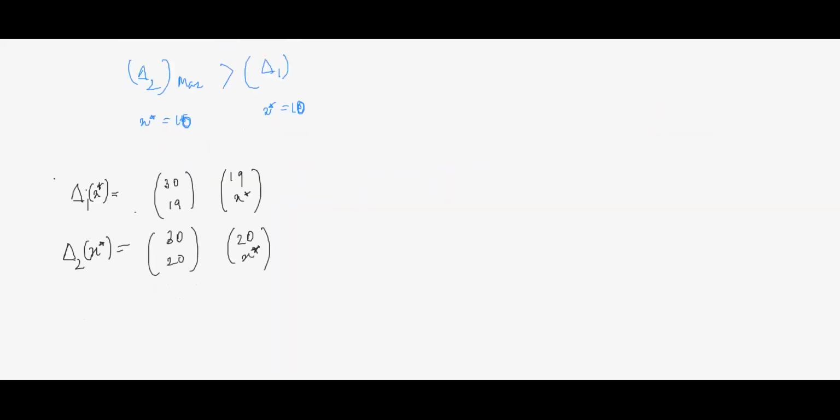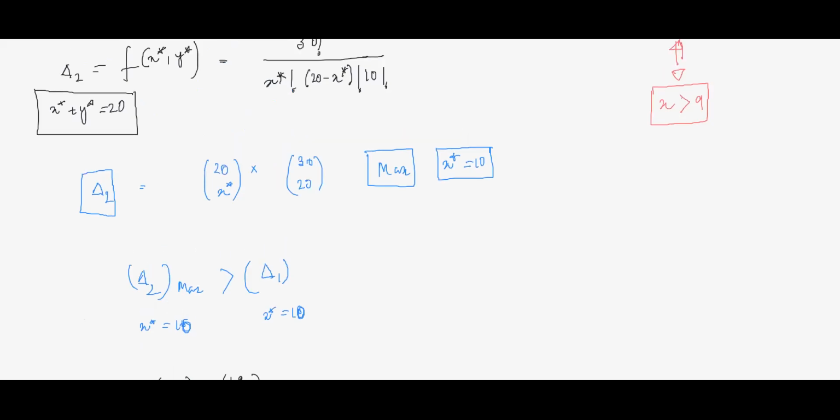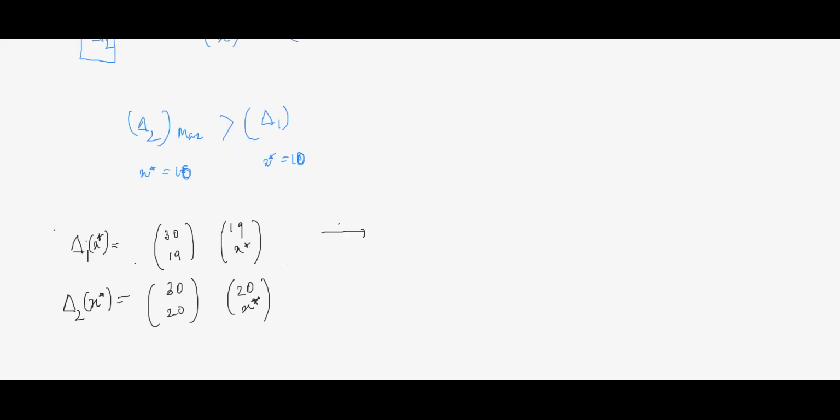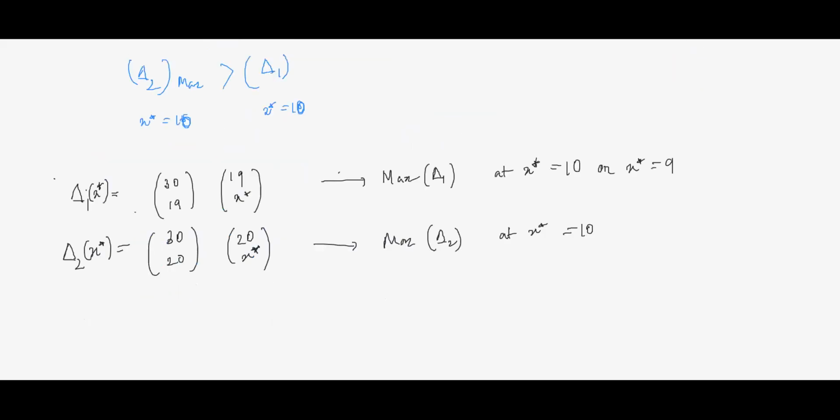Now, you can understand that lambda 1 ka max happens at x star is equal to 10, or 9. Why? Because you can understand it's the middle of that. So it's 10 or x star is equal to 9, both the values are the same. And the max of lambda 2 happens at x star is equal to 10 again. So both maximums happen at x star is equal to 10.